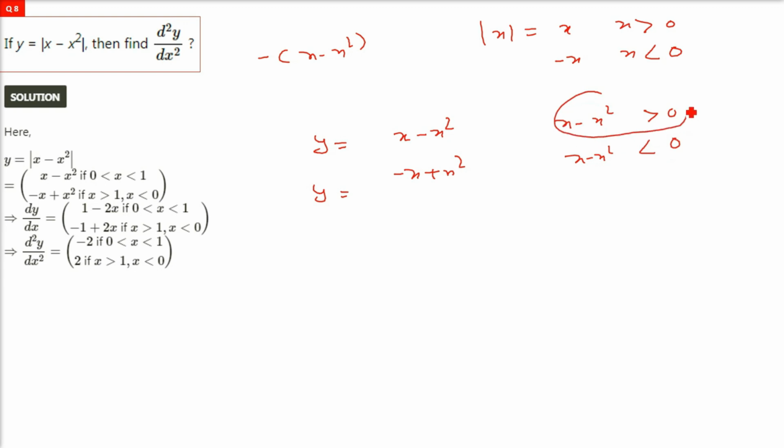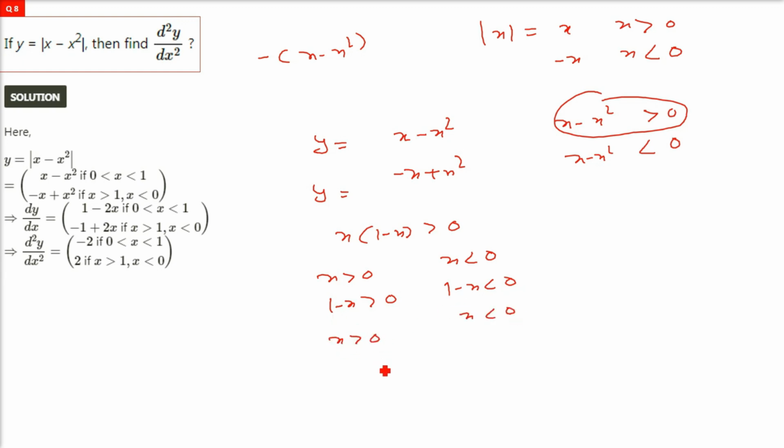Now you take one term. x minus x square is greater than 0. That is x into 1 minus x is greater than 0. So it is greater than 0 when both are positive or both are negative. Plus into plus is plus, negative into negative is plus. So it will be greater than 0 when x is greater than 0 and 1 minus x is greater than 0, or when x is less than 0 and 1 minus x is less than 0.